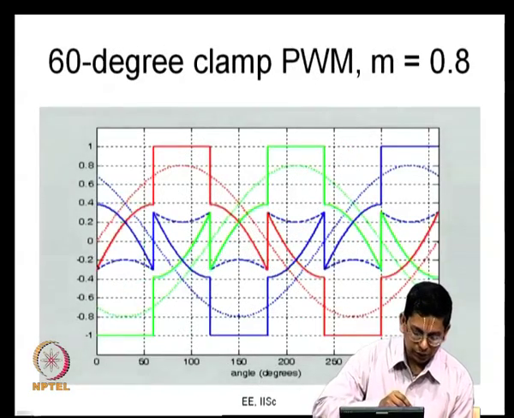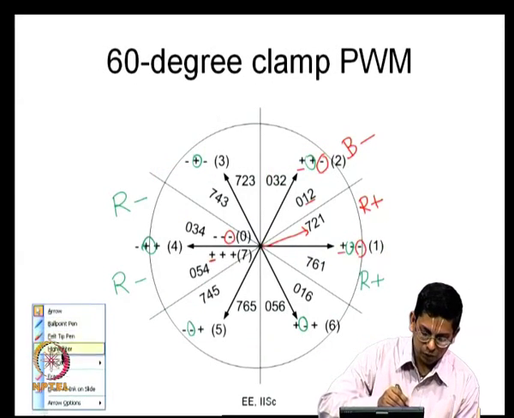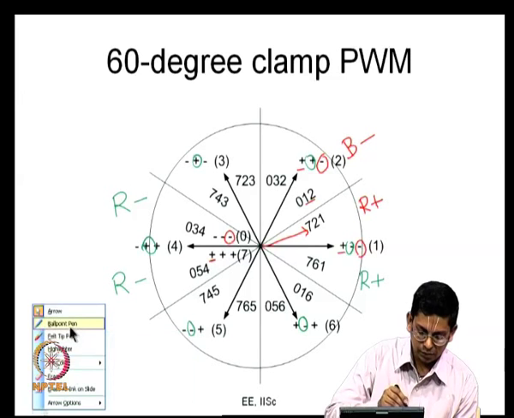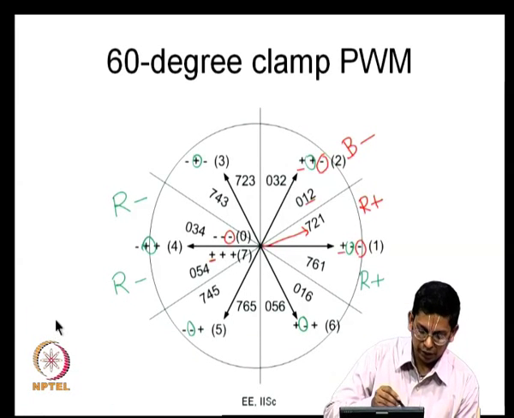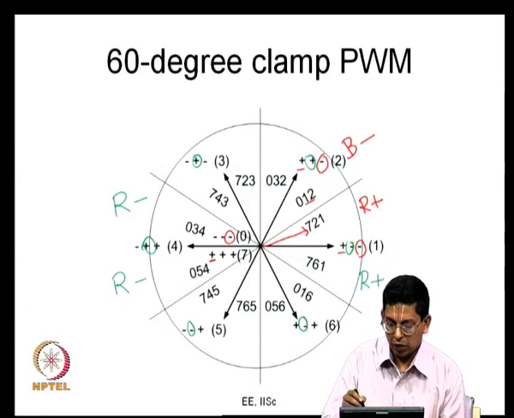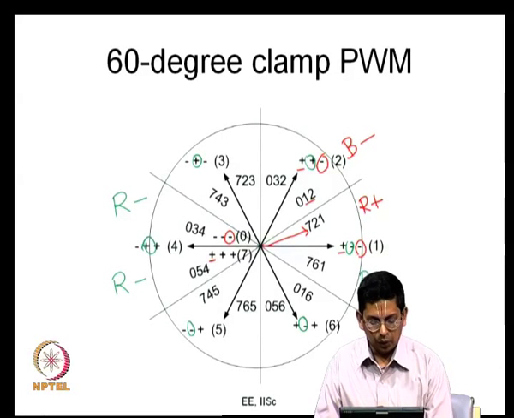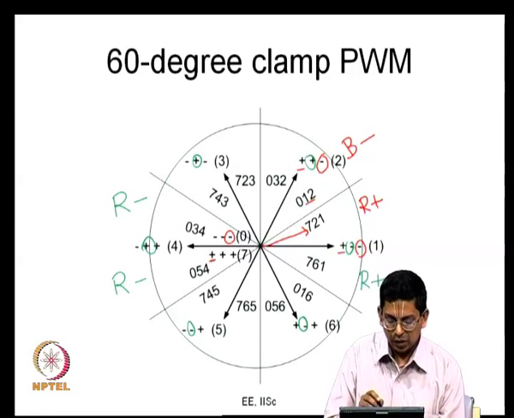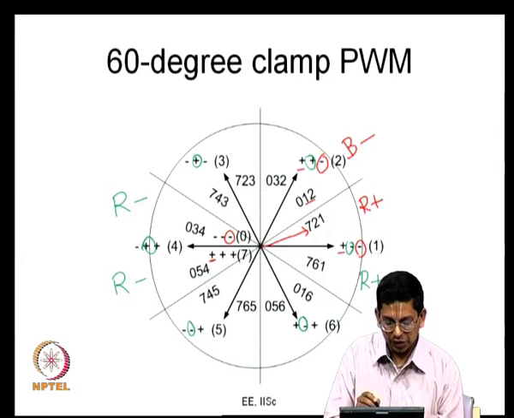In the same way, every phase will be clamped around its peak value. Let us do it for one more phase so that it becomes clearer. So, you have R and R. If you look at Y, let us say you look at 7, 2, 3. What is 7, 2, 3?